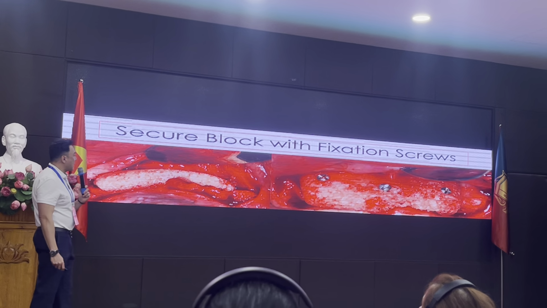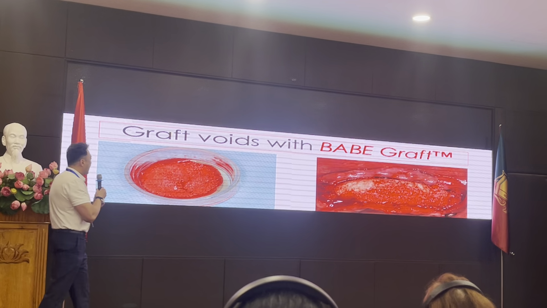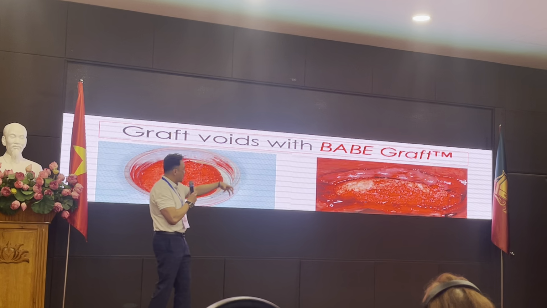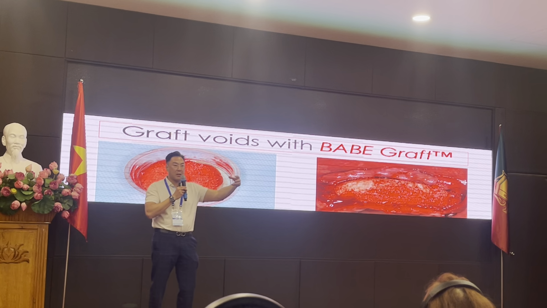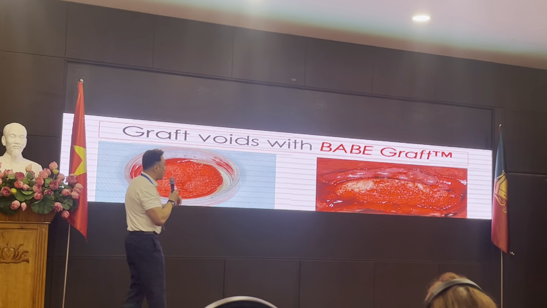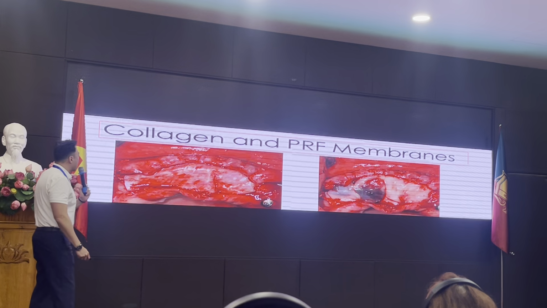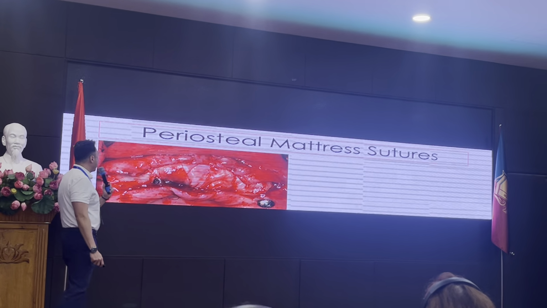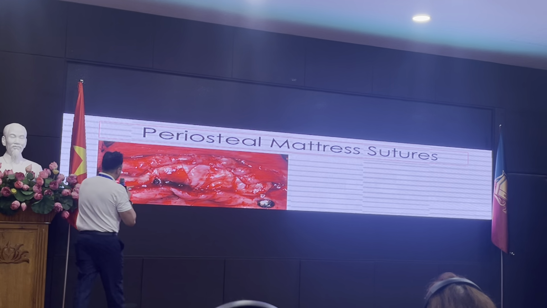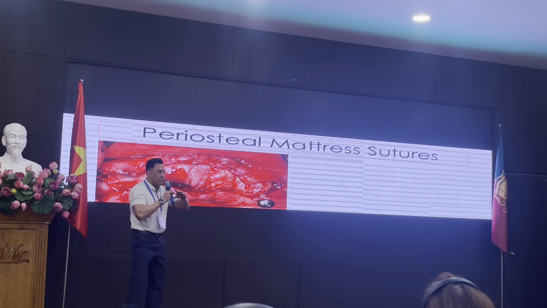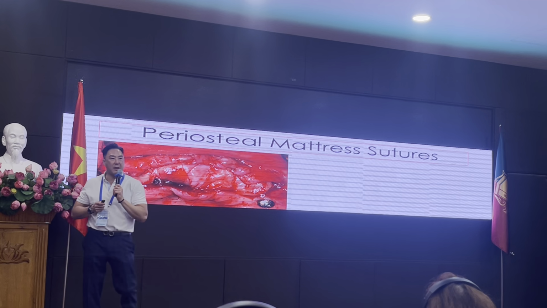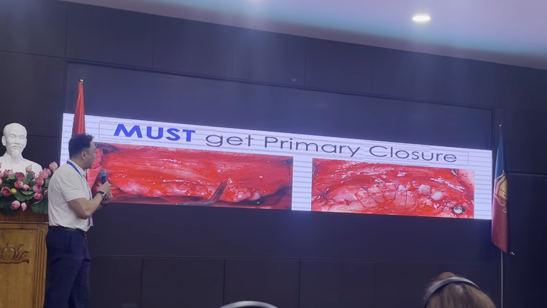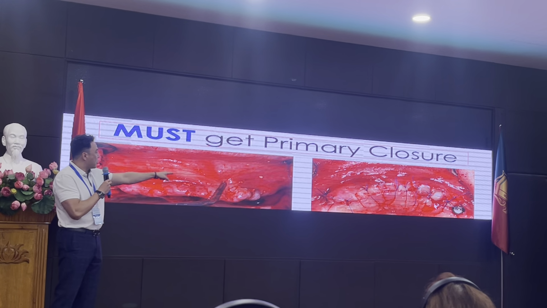And then the 3 fixation screws. And I like the porous nature because it allows the blood cells to flow through the porous bone block. And then we start adding our graft, our sticky bone, and then here's the collagen membrane. There's the multiple layers of our PRF, and then here's our deep periosteal sutures that's going to stabilize the membrane over the graft. And then get a good primary closure.